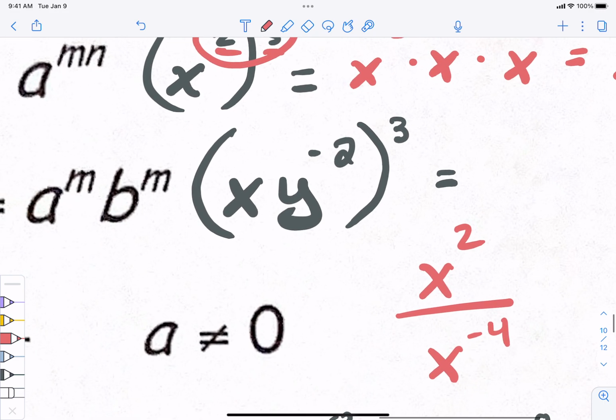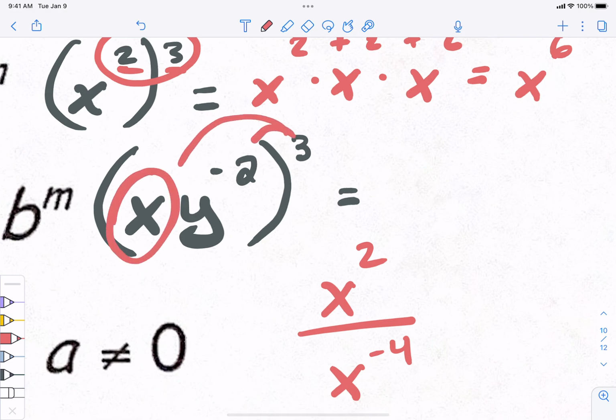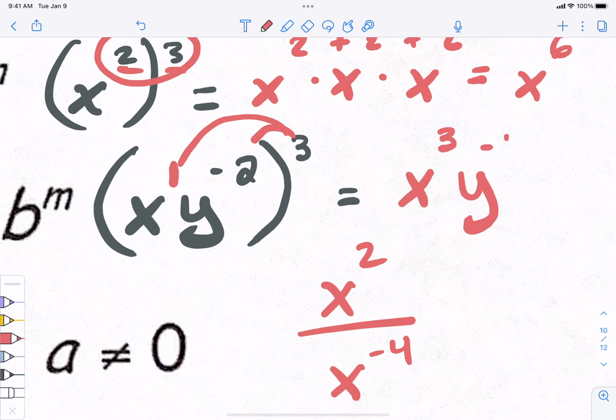All right, this next one. Here's my example for the next one. If you want to write it down, parentheses, xy to the negative 2nd power, and then that cubed. What do we do with that? We've got to distribute the cube. What's the exponent on the x? That's x to the what? 1st power, right? There's nothing there. So x to the 1st power, if I cube that, it's x to the 3rd, y to the negative 6th.